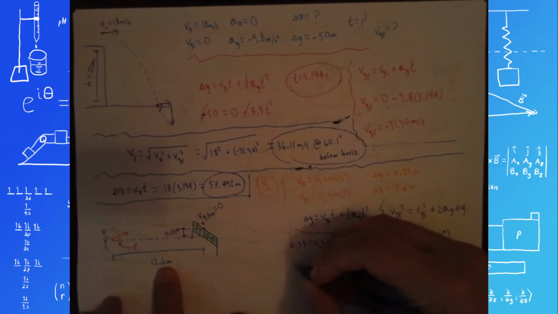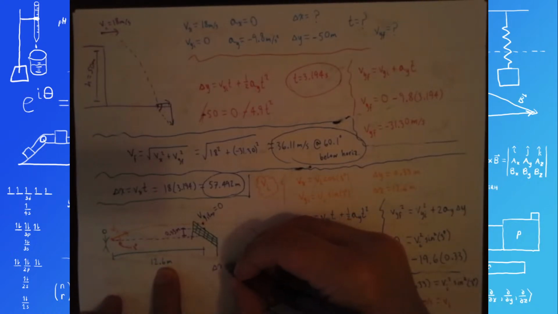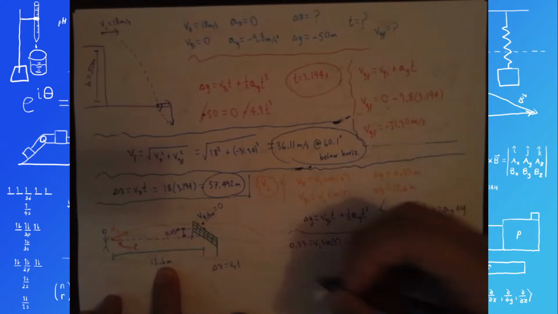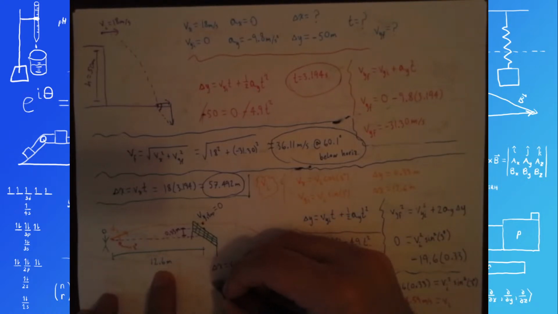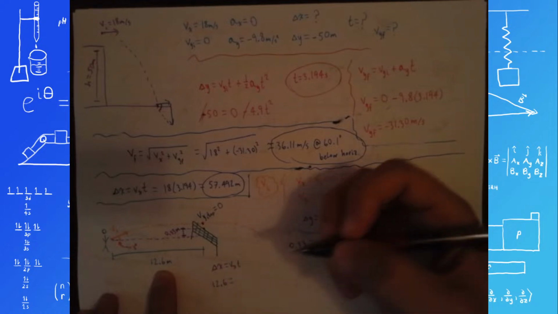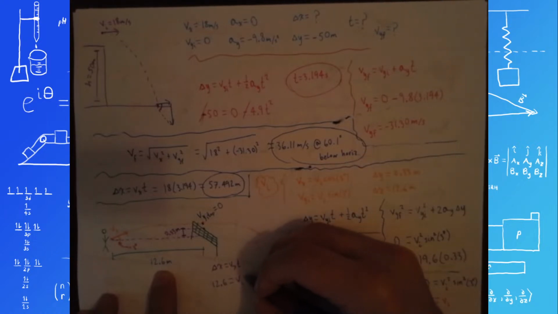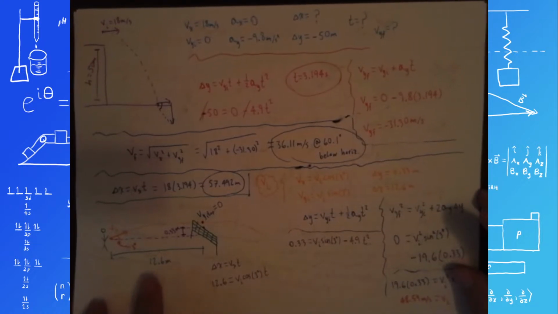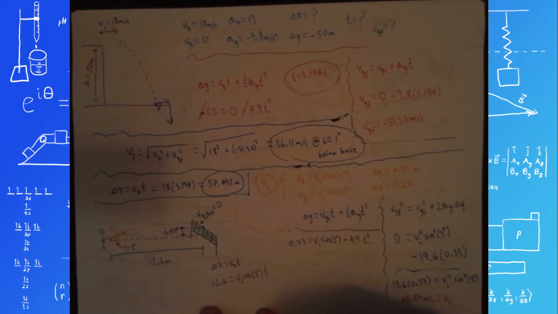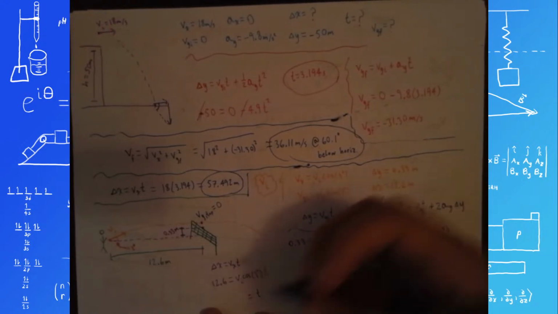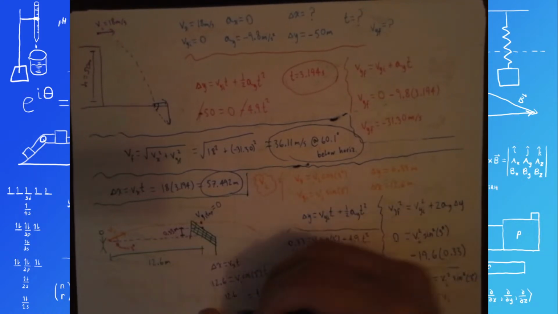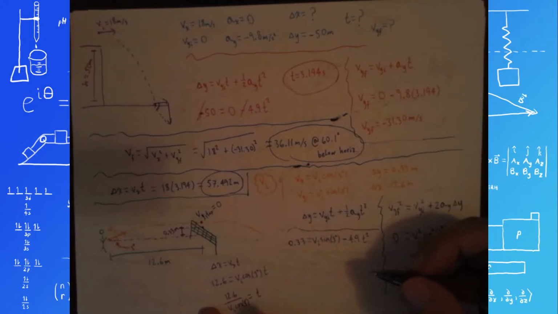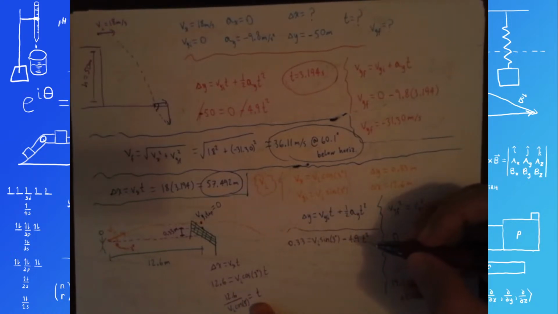Delta x equals vx times t, which gives you 12.6 equals v initial cosine of 3 degrees times t. And what you could do is you could solve this for t. You could do t equals 12.6 over v initial cosine of 3 degrees. And you could then plug this amount in for t over here.